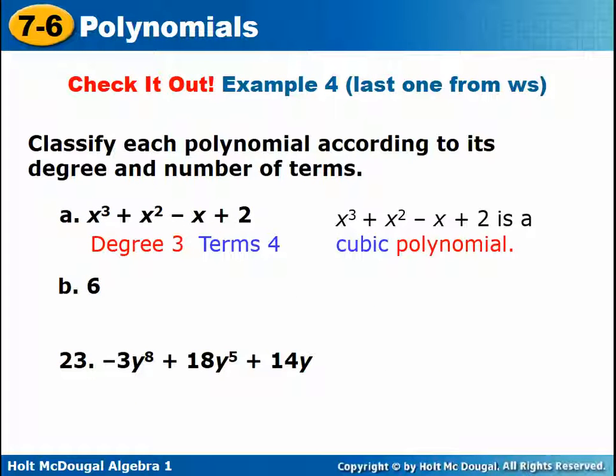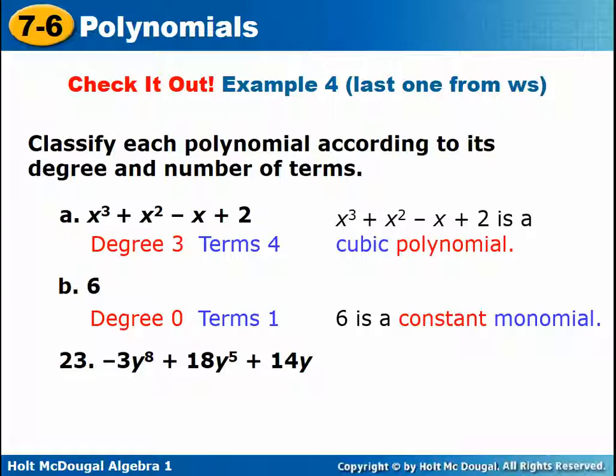In B, if you just have a number, that's just called a constant, and it's only got one term, so we call it a monomial. So we would call B a constant monomial.